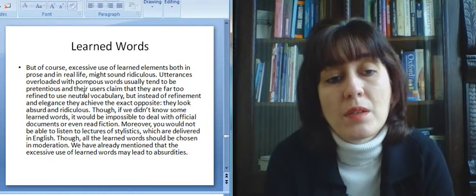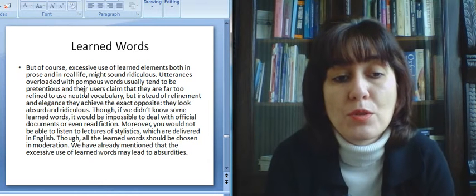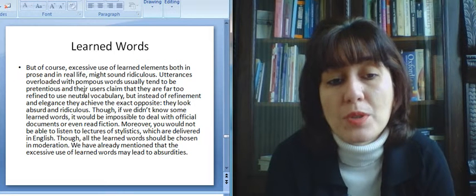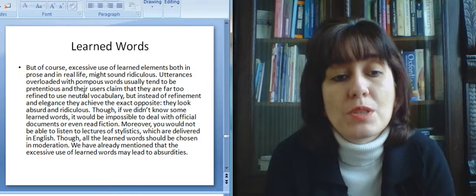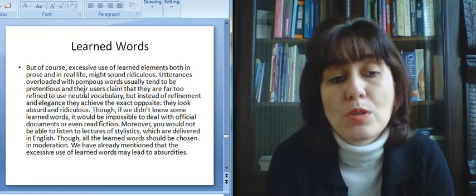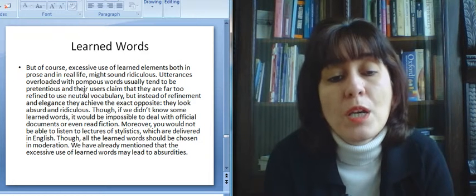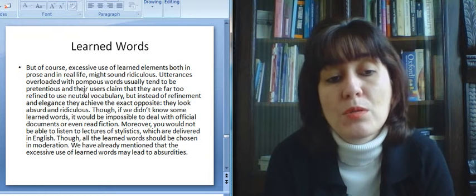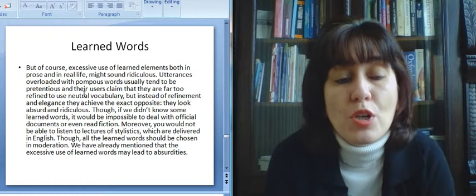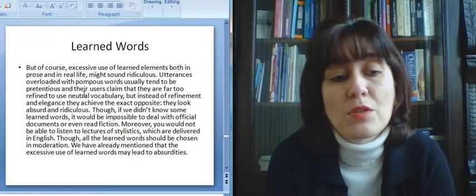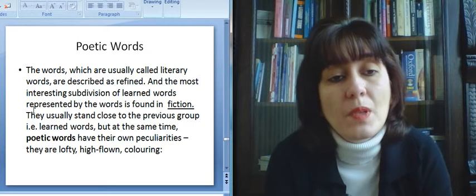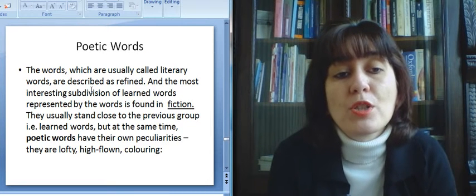Utterances overloaded with pompous words usually tend to be pretentious, and their users claim that they are far too refined to use neutral vocabulary, but instead of refinement and elegance, they achieve the exact opposite. They look absurd and ridiculous. Though, if we did not know some learned words, it would be impossible to deal with official documents or even read fiction. Moreover, you would not be able to listen to lectures of stylistics which are delivered in English. Though all the learned words should be chosen in moderation. We have already mentioned that the excessive use of learned words may lead to absurdities.